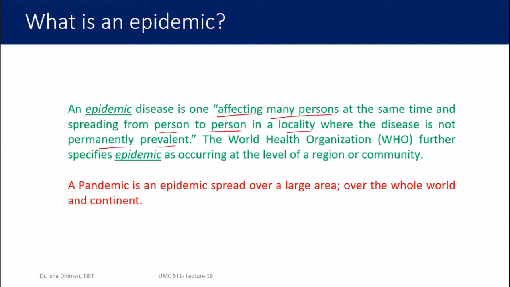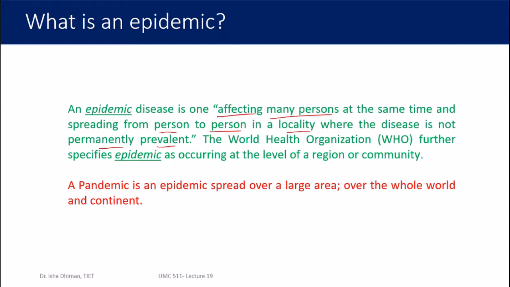So let's understand this. It obviously means this is an infectious disease they are talking about because it is spreading from person to person in a locality. That locality can be a particular city, an area, or a town, or even a whole country, and the disease is not permanently prevalent there. That means it appears due to some reason, it stays for some time and then just dies out.